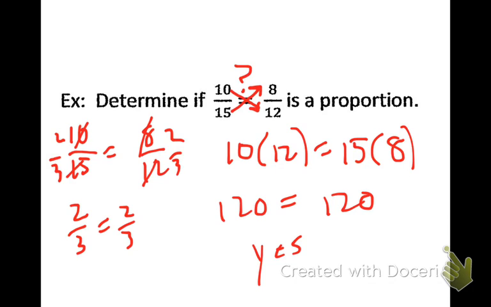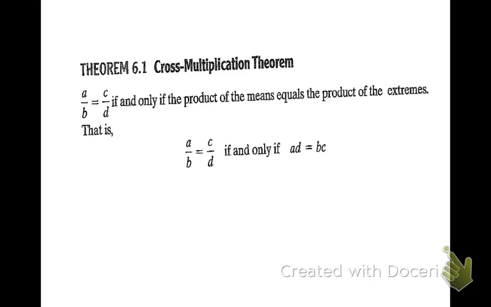Any questions? That leads us to the cross multiplication theorem. A over B equals C over D if and only if the product of the means equals the product of the extremes. Product means multiplication, so the extremes are A times D and the means are B times C.